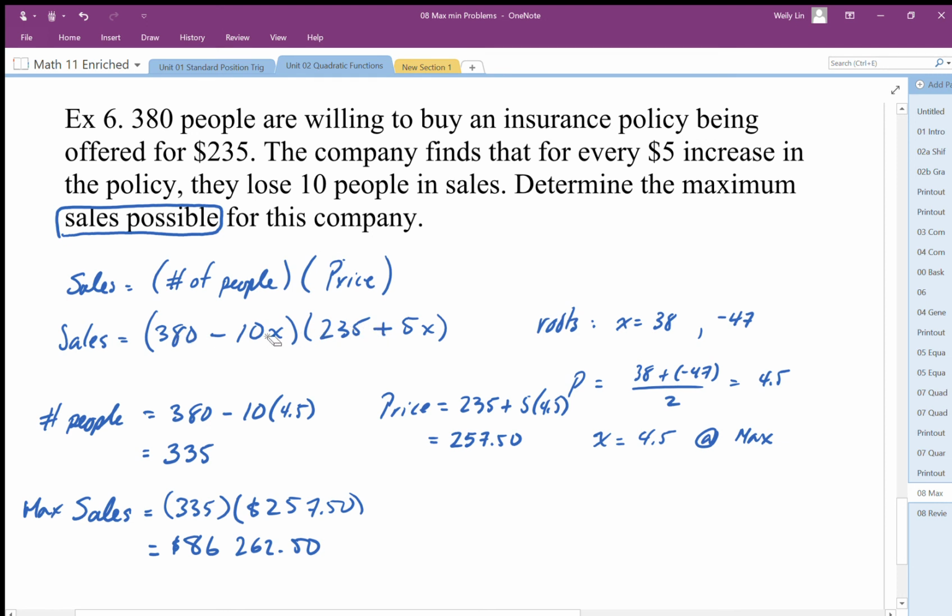Here's the quadratic, so in this case I need the vertex. There are lots of different ways to get the vertex. We can just graph it and find the vertex if we have a graphing tool. We can complete the square, which I've done in some of the other questions. Here I found the zeros, and using the zeros, I found the middle, or the x-coordinate of the vertex, which is 4.5. That solves for x, that gives me the maximum. Then I calculate the number of people at the maximum, the price at the maximum, and then my total sales at the maximum.